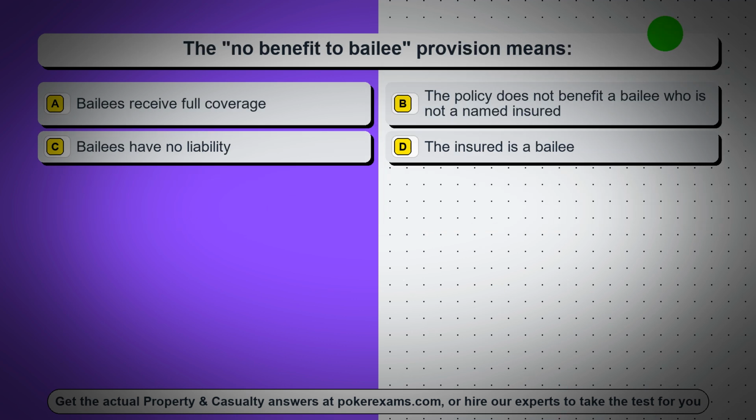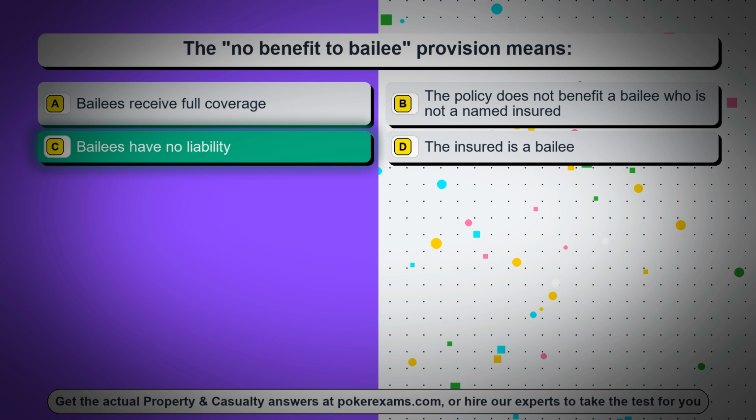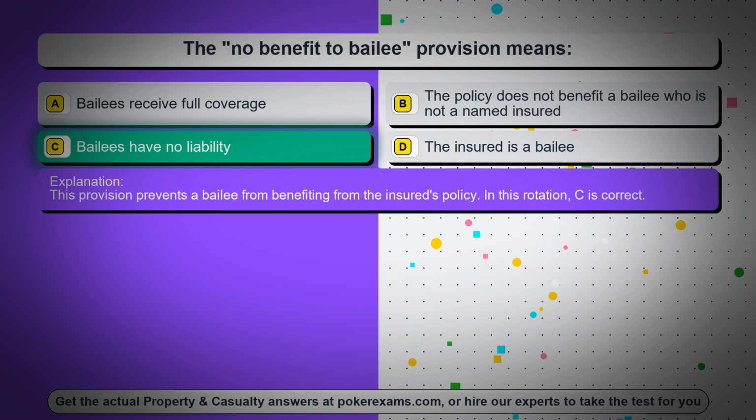Question 33. The no benefit to bailee provision means, option A, bailees receive full coverage. Option B, the policy does not benefit a bailee who is not a named insured. Option C, bailees have no liability. Option D, the insured is a bailee. The correct answer is option C, bailees have no liability. This provision prevents a bailee from benefiting from the insured's policy. In this rotation, C is correct.